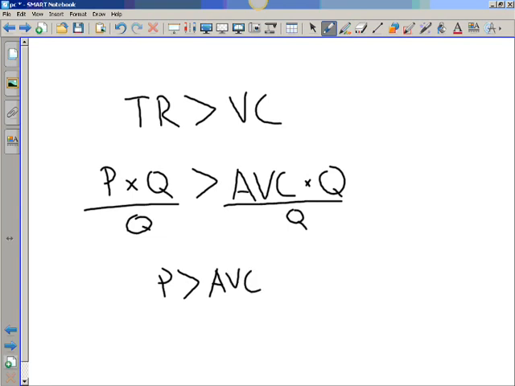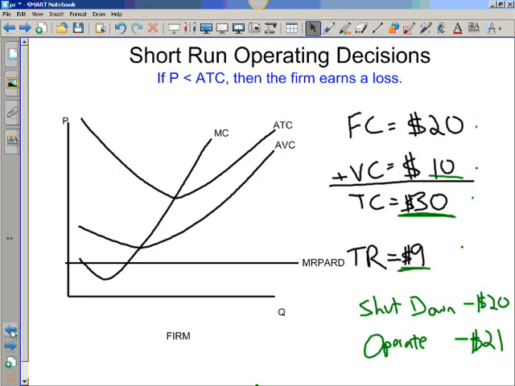So in other words, if the price is greater than average variable cost, but it happens to be less than average total cost, the firm is going to operate at a loss. On this graph, that would be this range: greater than average variable cost, but less than average total cost. In this area, the firm will lose money if it operates, but it will lose less by operating than by shutting down altogether.